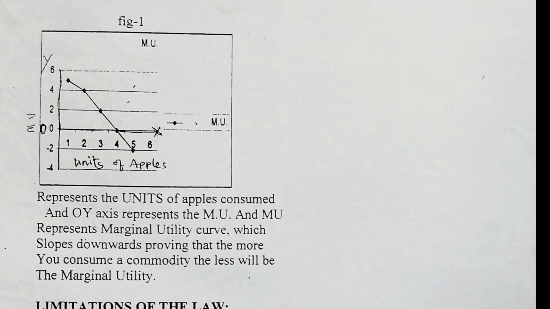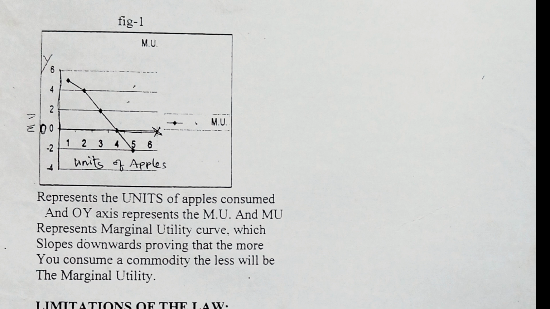The same thing that you have to explain with the help of a diagram. You see in the diagram, the x-axis is taken as units of apples, and y is marginal utility. See, at point 4, the marginal utility is 0. That means after this point, a consumer is not likely to take it, because after this, the utility will be negative. This one you have to show in the diagram. So, one thing is very much clear here, that the more and more a person consumes a commodity, less and less becomes the marginal utility.